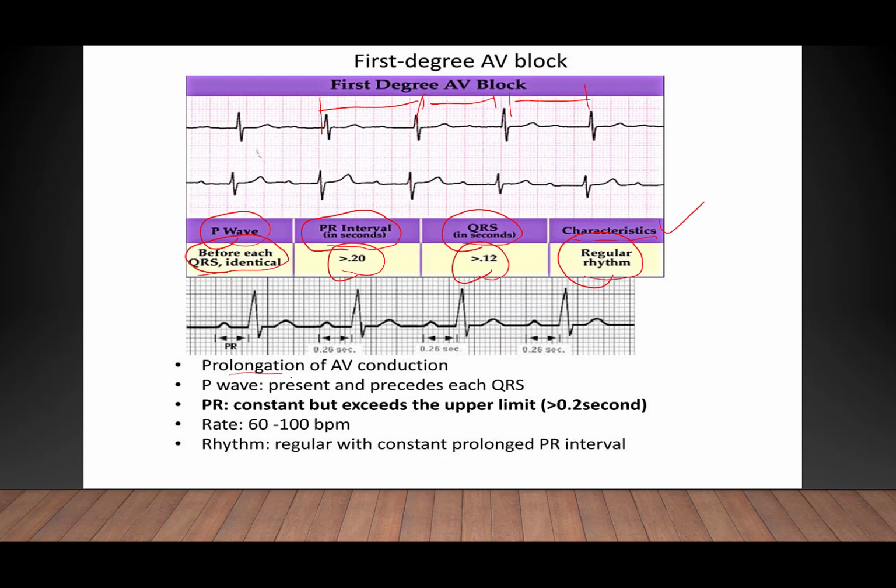block. Here we have prolongation of AV conduction, P wave present, precedes each QRS complex, PR constant but exceeds the upper limit, more than 0.2 second. Rate is normal, rhythm regular with constant prolonged PR interval. If you look at this one, this is a constant, prolonged PR interval.